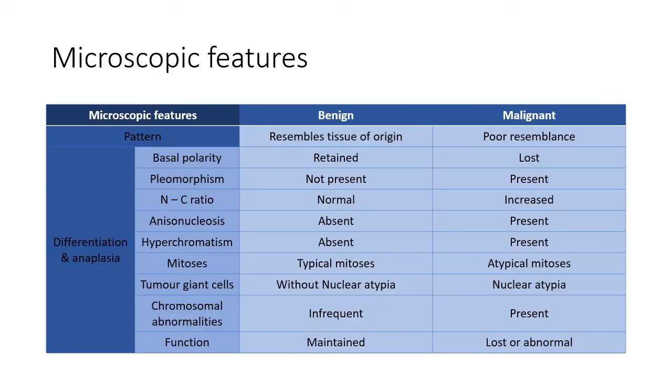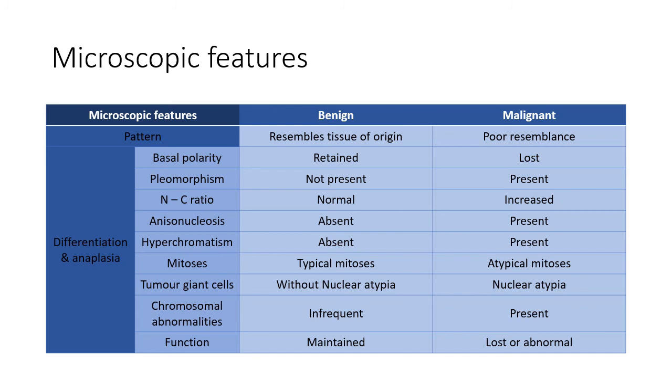The same way, chromosomal abnormalities, that is both numerical and structural chromosomal abnormalities, are frequent or present in malignant tumors, whereas they are infrequent or rare in benign tumors. And coming to function, in benign tumors, mostly the function is maintained, but in malignant tumors, the function is lost or abnormal. There can be qualitative or quantitative abnormality.